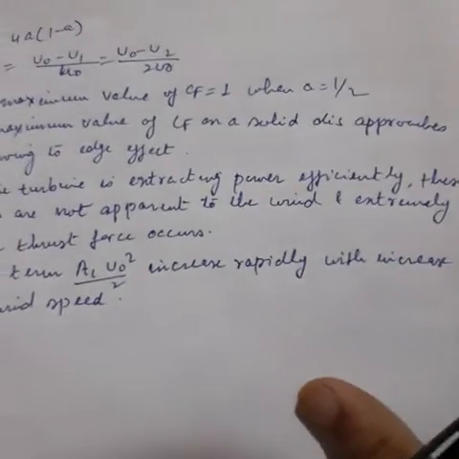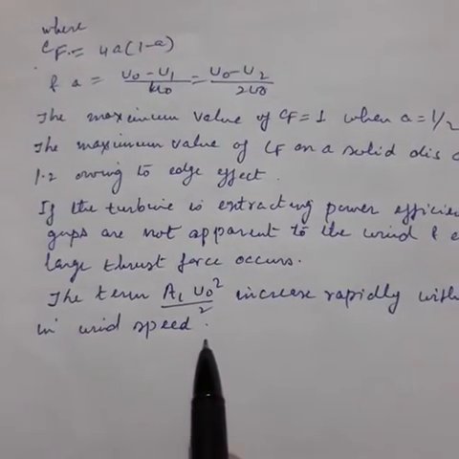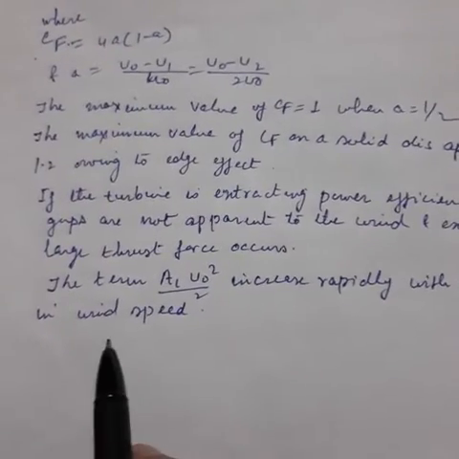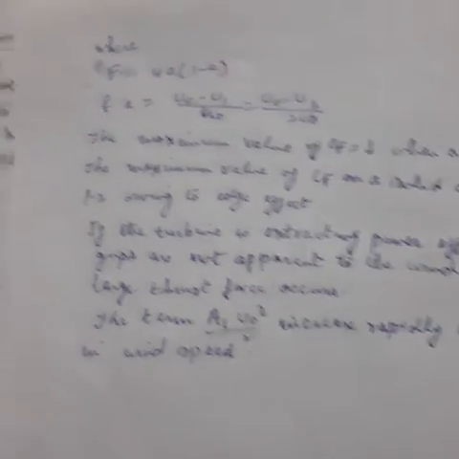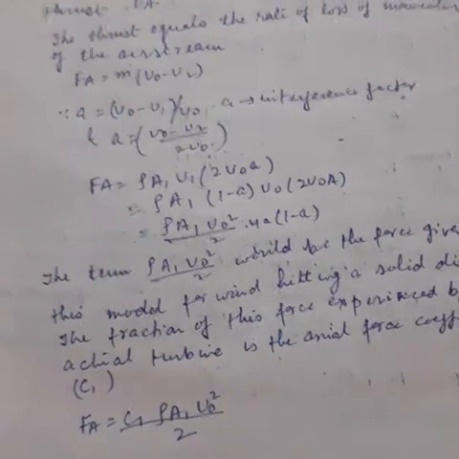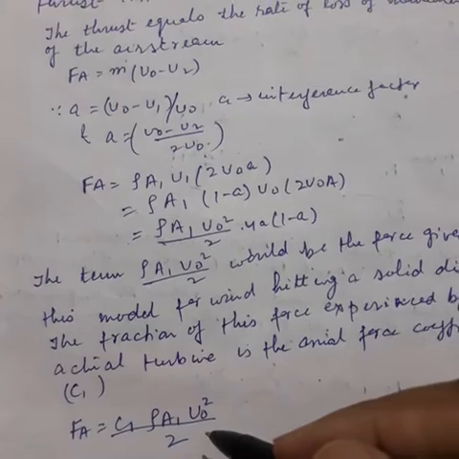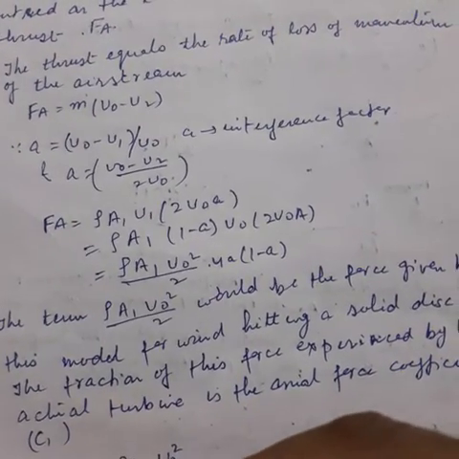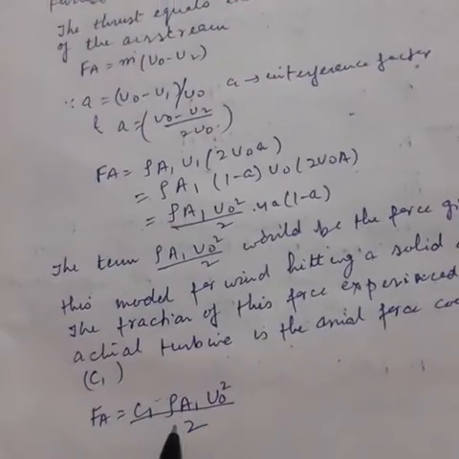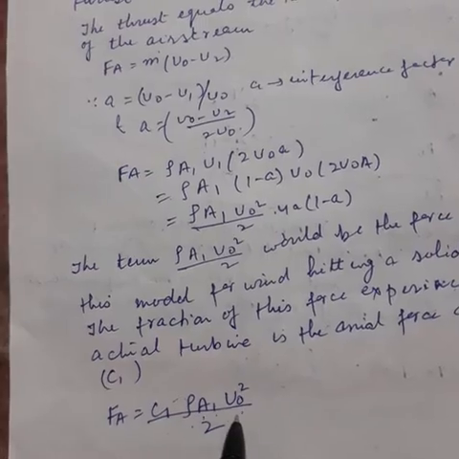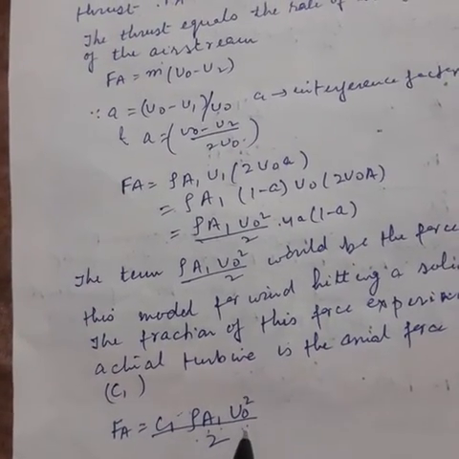So here, with no gap apparent to the wind, an extremely large thrust force occurs. The terms a1 v square by 2 and a1 u naught square by 2 increase rapidly with increase in wind speed. From the formula we calculate Fa is equal to C1 rho a u naught square by 2. So it totally depends upon the density of the air, its area, and its initial inlet velocity of the air.